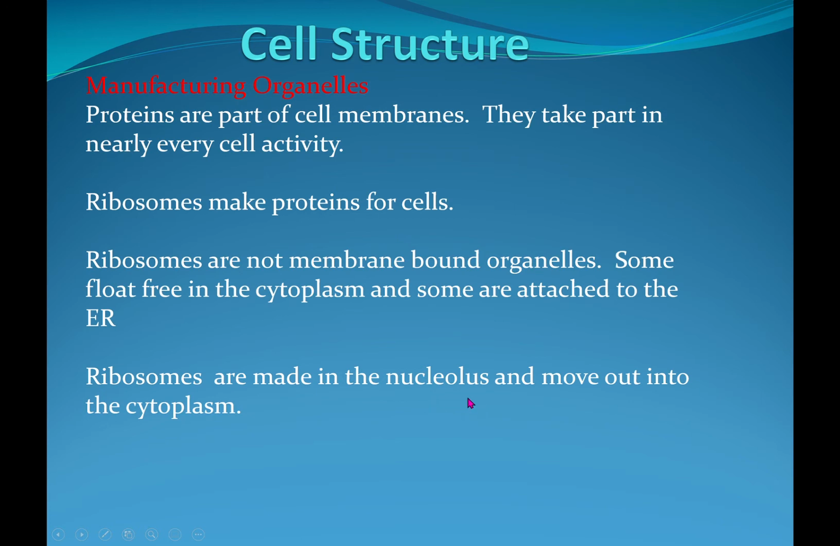Ribosomes are made in the nucleolus and move out into the cytoplasm. The nucleolus is a smaller space within the nucleus in the center of the cell that contains that important part of DNA. And outside of that nucleolus is the nucleus. So there's multiple layers that protect the important DNA that cannot be destroyed.